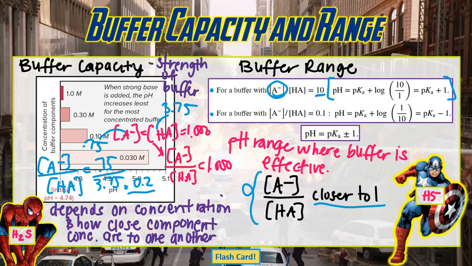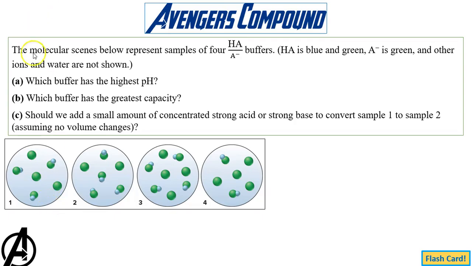Let's get to the Avengers compound for an example. All right, it states the molecular scenes below, which are these scenes here, 1 through 4, represent samples of 4 ratios of components, and that's what I see here. As soon as I see HA divided by A minus, I start thinking ratio of the components of the buffer, okay? And so this ratio is going to be HA divided by A minus. That's if we specifically want to relate it to H3O+. But of course, we flip this when we want to relate it directly to pH using the Henderson-Hasselbalch equation, okay?